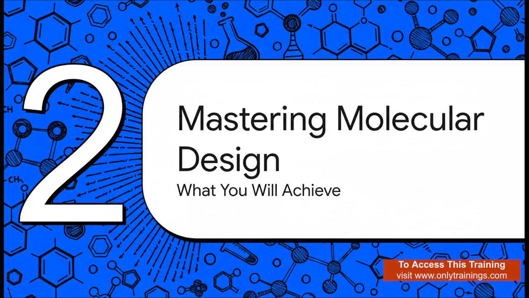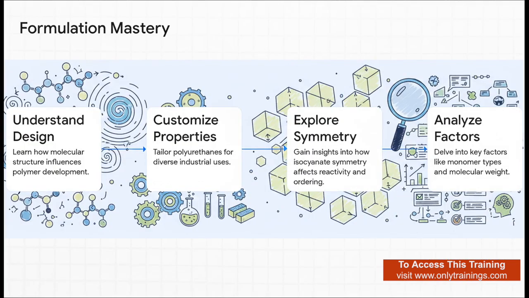Okay, so this training is all about giving you that power. Let's dive into exactly what you're going to be able to do once you've mastered molecular design. We've laid out a clear path for you. First, you're going to truly understand molecular design, deep down. Then you'll learn how to customize physical properties to tailor polyurethanes for literally any application you can think of. From there, we'll dive into the details, like isocyanate symmetry, to give you insights into reactivity and bonding. And finally, you'll master how to analyze all the key factors, monomers, molecular weight, the works. This is your step-by-step guide to becoming a true formulation master.